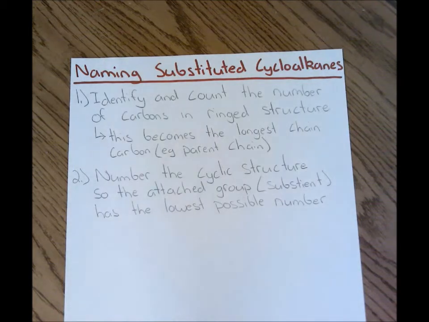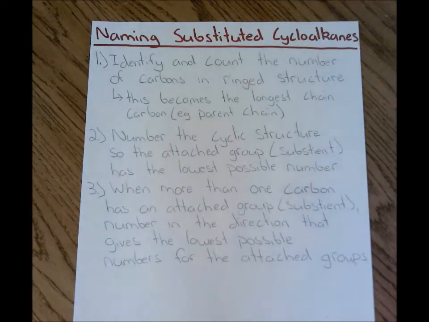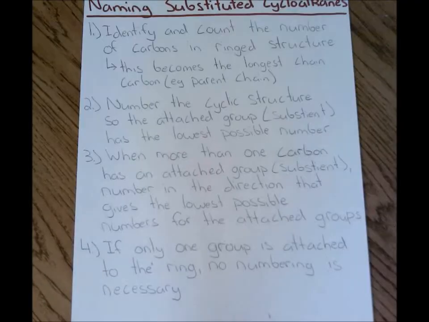Now the final note of naming cyclic organic compounds is this. If only one group is attached to the ring, no numbering is necessary. So again, reference these steps as we go through this particular process, and this will help name the structures that we go over.